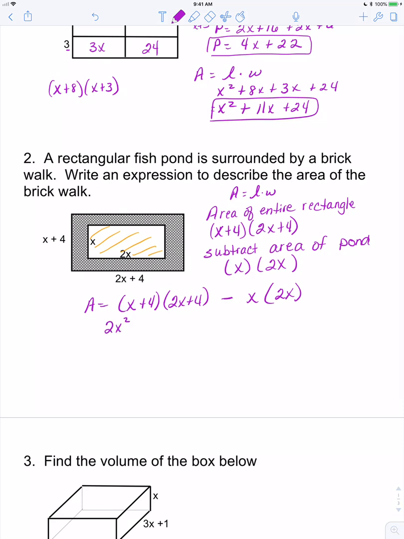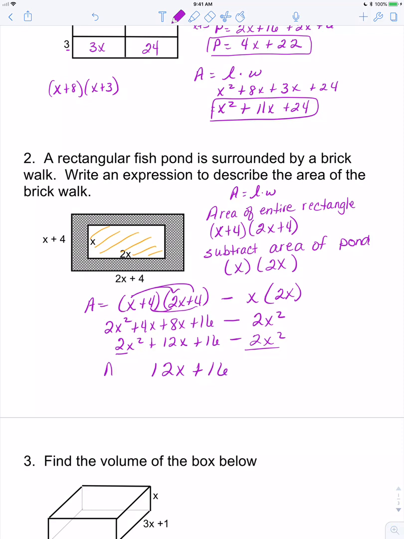That gives us 2x squared plus 4x plus 8x plus 16 minus 2x squared. Okay, so remember, if you didn't catch us multiplying that, x times 2x gives us the 2x squared. 4 times x is 4x. 4 times the 2x is our 8x, and 4 times 4 is 16. So now we're just going to combine these like terms. So we've got 2x squared plus 12x plus 16 minus 2x squared. Since I have a positive and a negative there, that cancels out. So that leaves me with the area of 12x plus 16.